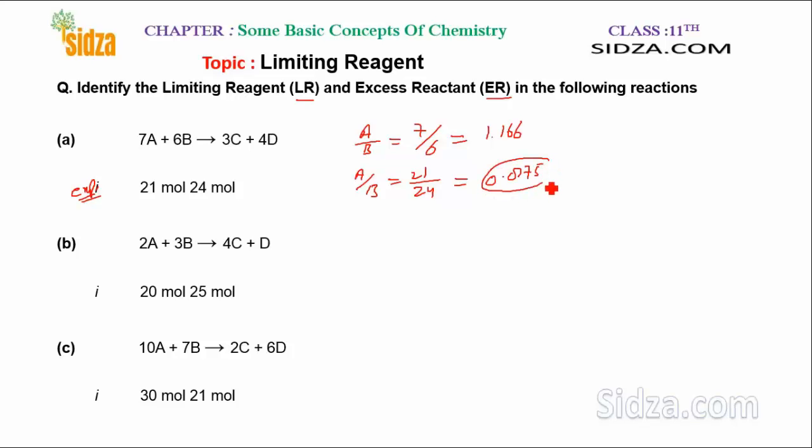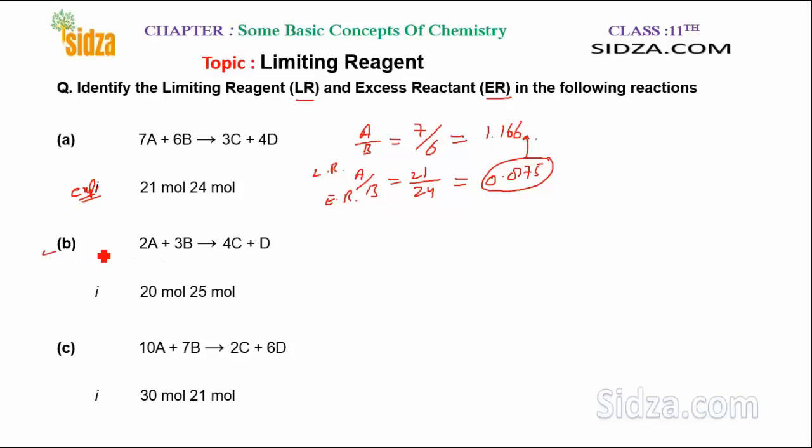Now we look at this ratio. The experimental ratio is less than the balanced equation ratio. So it is less, that means A is the limiting reagent. Okay? And B will be the excess reagent here. If the ratio is more than the balanced equation ratio, suppose rather than 0.875 it is 1.266 or 1.200, anything more than 1.166, anything more than the balanced equation ratio, then it means B will be the limiting reagent.